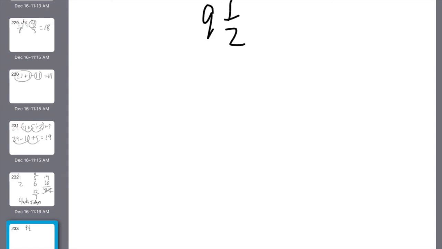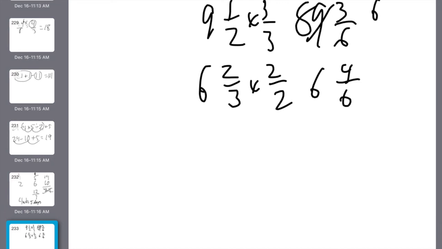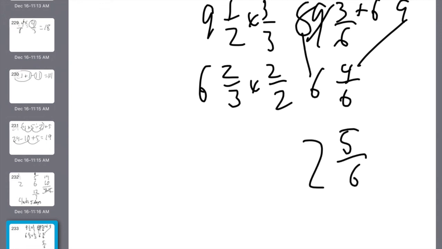27. Step 1, I'm going to subtract. 9 and 1/2 minus 6 and 2/3. Common denominators are 6's. So times 3 over 3 gives me 3/6. Times 2 over 2 gives me 4/6. Can't do that subtraction. So I'm bringing over a 6. I'm adding to the 3, gives me a 9. 9 minus 4 is 5. 6's stay the same. 8 minus 6 is 2.